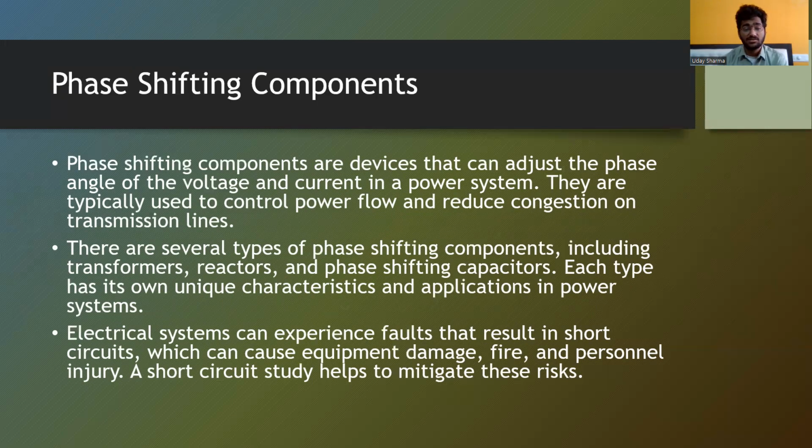Electrical systems can experience faults that result in short circuits, which can cause equipment damage, fire, and personal injury. A short circuit study helps to mitigate these risks. If a short circuit occurs in an electrical system, there can be fire and damage to the equipment, and due to the fire and the damage of equipment, there can be hazards to the humans or the people operating the machines. By incorporating phase shifting components, we can mitigate these risks.